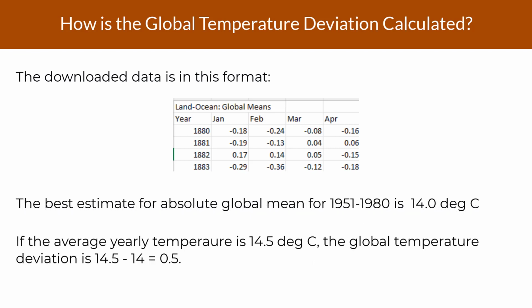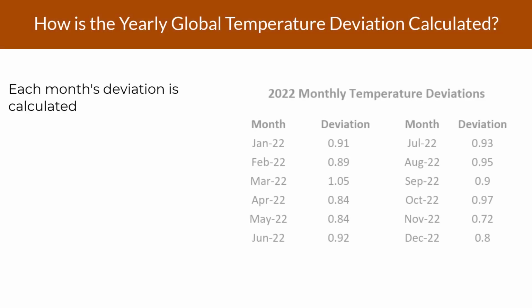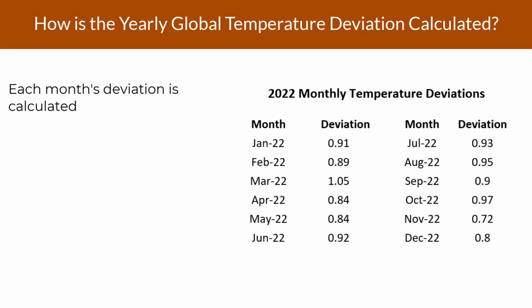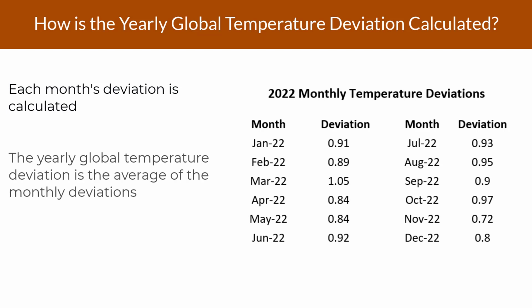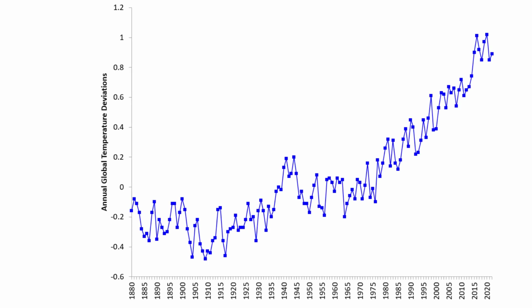The best estimate of the global mean for that time was 14 degrees centigrade. So if you're at 14.5 degrees centigrade 1 month, then your deviation is 0.5. So each month's deviation is calculated, and then we simply take the average of those deviations to find out what the yearly global temperature deviation is. Here's the data for 2022. You average those deviations and you get 0.89, which means in 2022, the global temperature was 0.89 above what it was in the baseline period.